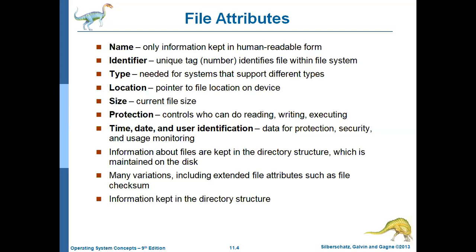Then comes protection. Protection controls reading of that particular file, writing onto that file, or executing it. I can just call these the permissions of a file. Then comes time, date, and user identification. User identification identifies the one who created that particular file. Time and date are the last access time and last modification time. Those are required for the protection and security of that data. These are all your file attributes.